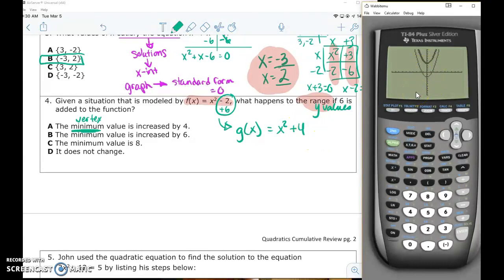However, it says we added 6. So we didn't add 4, so it can't be A. The minimum value is increased by 6. That's true. We added 6 to the function. Increased means to add. The minimum value is 8. We don't have an 8 anywhere. It does not change. Our graph definitely changed from looking at our calculator. So the correct answer has to be B.